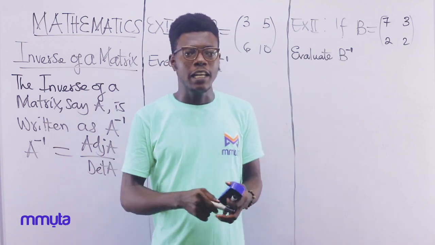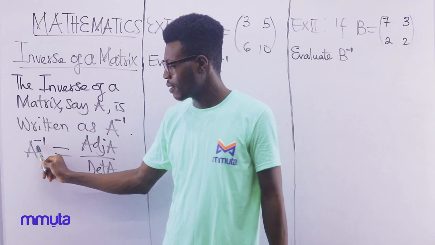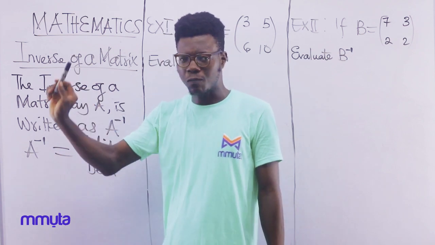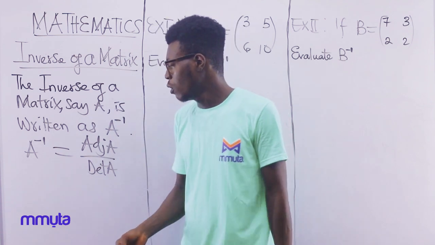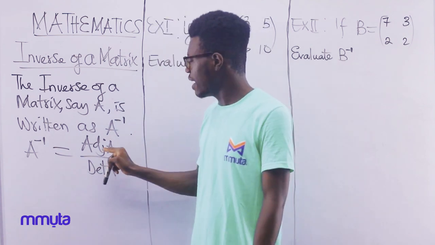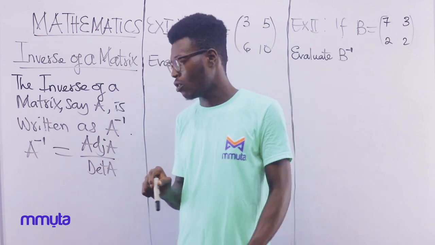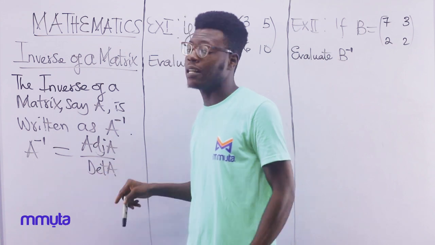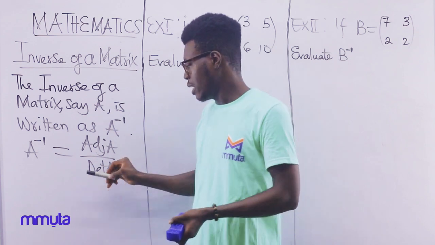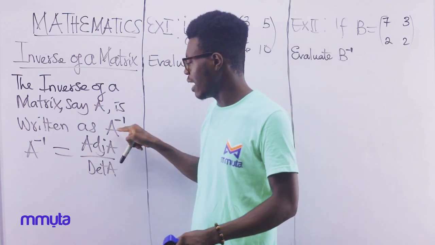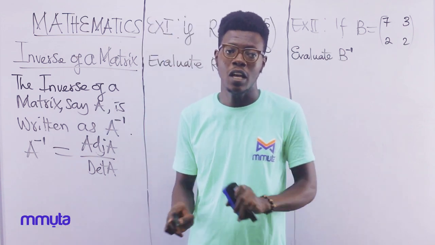So in matrices, the inverse of a matrix is written as A raised to the power of -1. That is the inverse of a matrix. Alright, so how do we get it? We get the adjoint of that matrix. We've discussed adjoints in our previous video. Then we divide the adjoint by the determinant. That is the inverse of that matrix. Get the adjoint and keep it to one side. Get the determinant, keep it to one side, and then do the adjoint divided by the determinant. Then you have gotten the inverse.